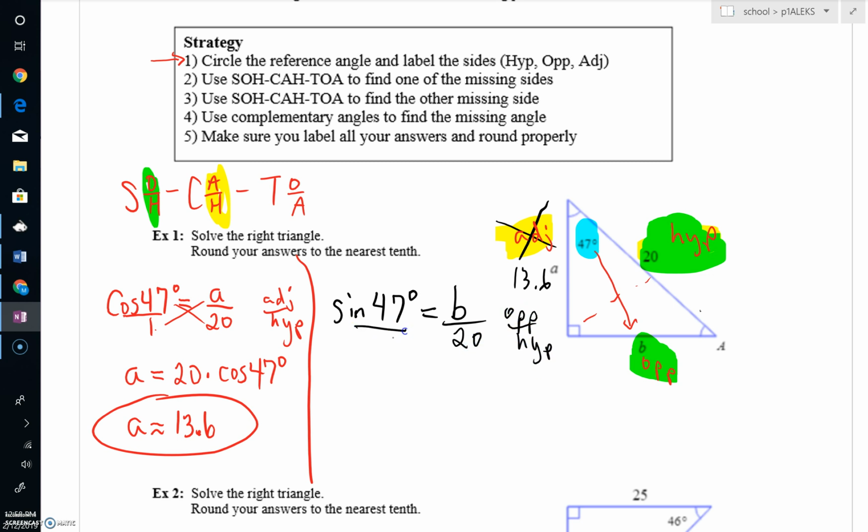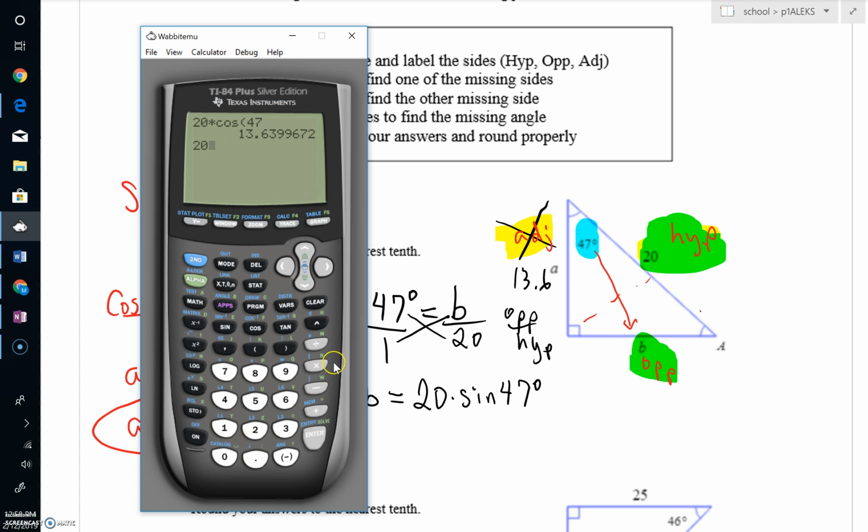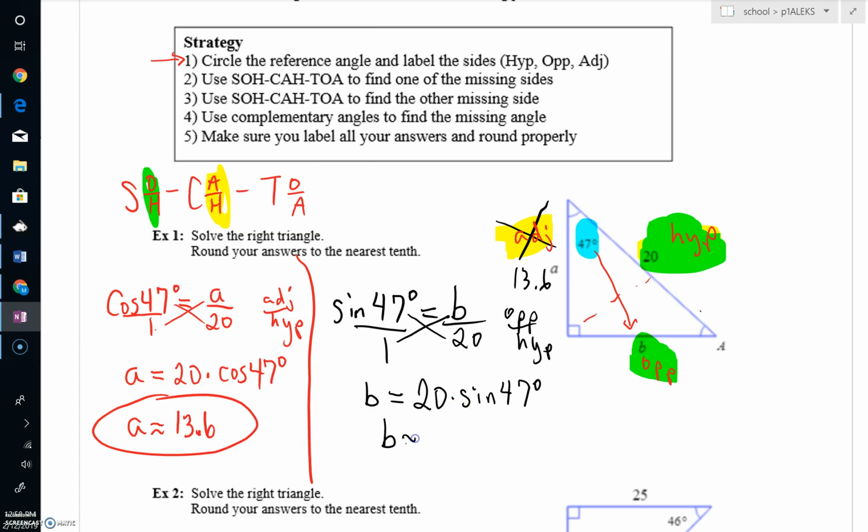And nicely, all you have to do is cross multiply. 1 times B is B. We'll have 20 times the sine of 47 degrees. And again, take your calculator out, and you can see where we're going with this. This is 20 multiplied by the sine of 47. And you can see we will get 14.6. 14.6 would be side B. So in other words, as you're finding one side, ignore the other unknown side, and you'll be good to go.